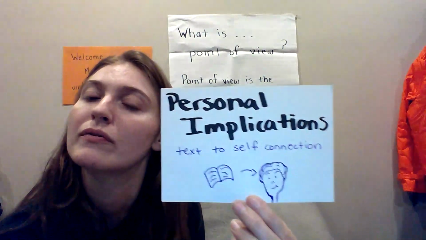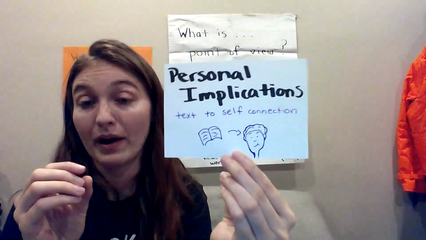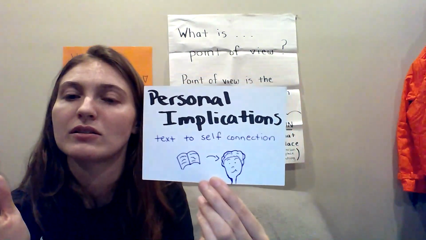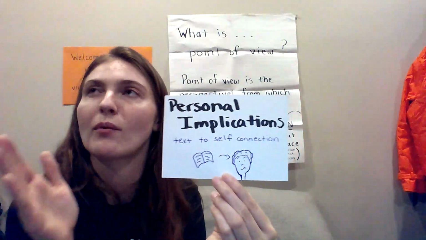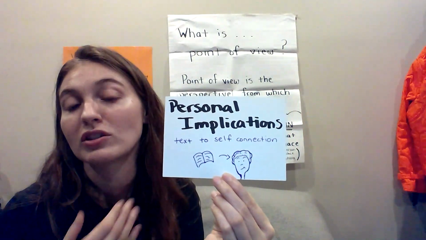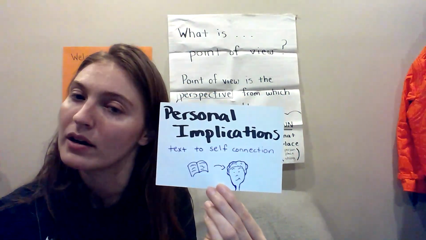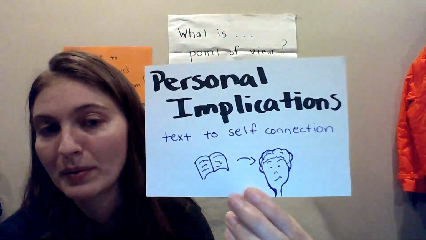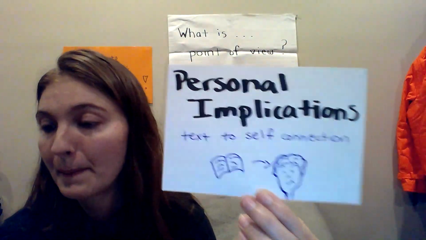What would you do if you were in a really hard situation where you're predicting, is the story going to end up in this way or that way? Why did you make that prediction? Is there something about yourself that would want to go in one direction versus the other? These are things that we're thinking about when we make personal implications.